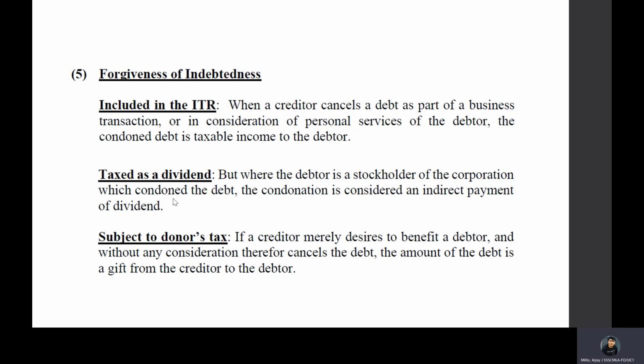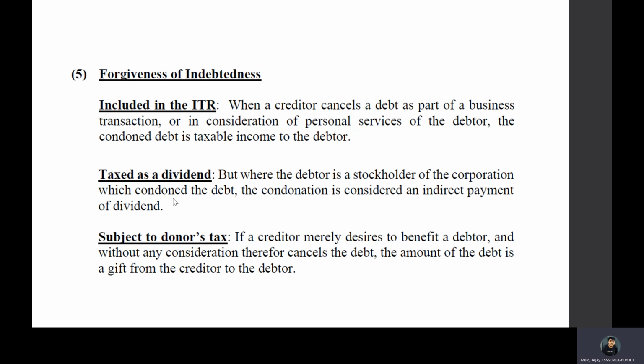So taxed as a dividend kapag ang debtor is a stockholder of the corporation which condones the debt. The condonation is considered an indirect payment of dividend. So if we're talking about dividend, it should be taxed accordingly as if it's dividend. Subject naman siya sa donor's tax kapag nag-condone lang without consideration. Like, okay, sige, wag mo nang bayaran yung utang mo. So as if dinonate ko sa'yo yun. So if it involves donation, hindi na siya subject sa income tax. Magpo-form part na siya as donation, then subject siya sa donor's tax.